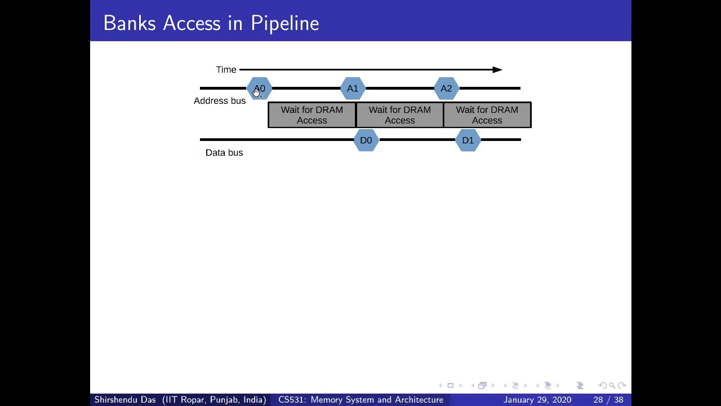In this particular case, suppose we want to read three pieces of information. First of all, we want to read address 0, and then address 1, and then address 2. But since there is only one bank available in this chip, when we send address A0, then it has to wait. The DRAM controller has to wait up to this, or this data bus has to wait up to this.